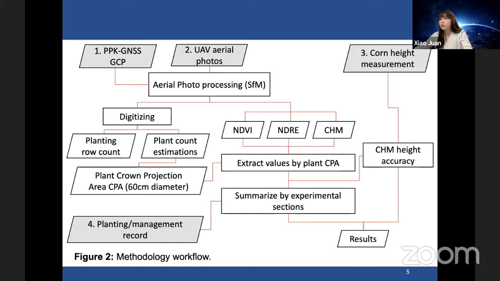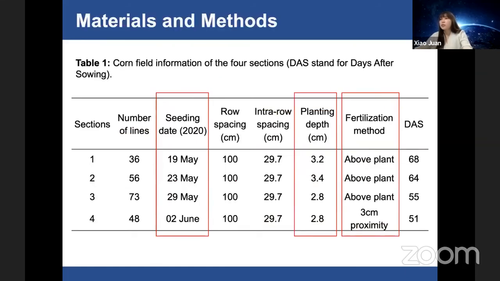The orthomosaic was also digitized manually for counting the plant rows and to estimate the plant count. The corn projection area over each estimated corn plant was generated with a 16 centimeter diameter and used to extract the value of each estimated vegetation index. This table summarizes the four corn field section information, where each section was planted on different dates, with different planting depths and fertilization methods.